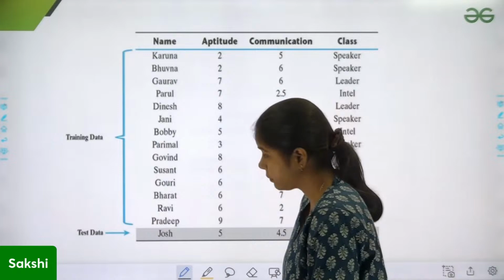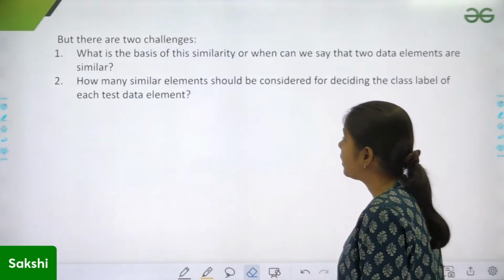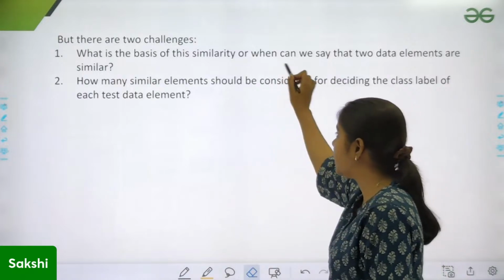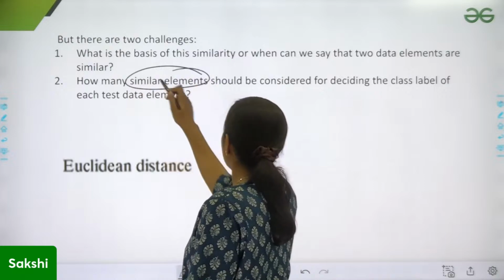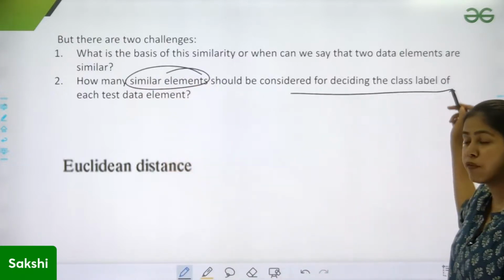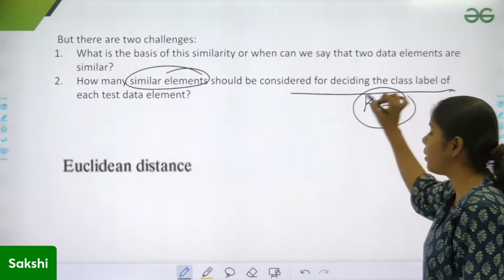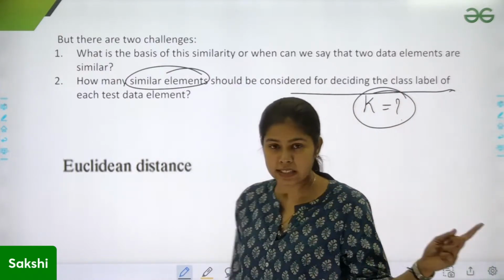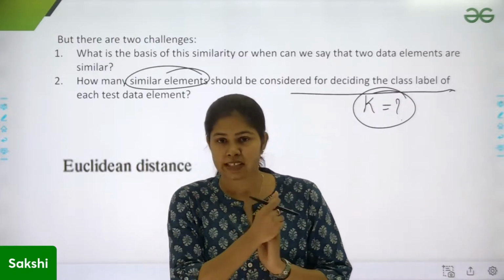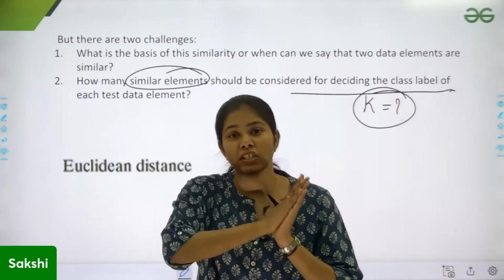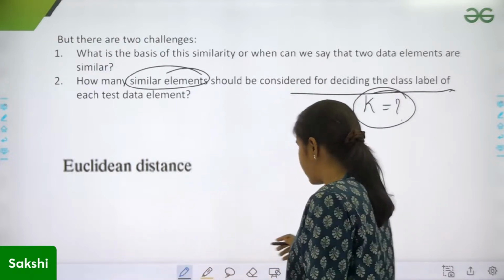So let's see. Now this is a question: how many similar elements should be considered? For the similarity basis we have taken the Euclidean distance, but how many similar elements should be considered for deciding the class label of each test data element? That means we have to find out the value for k. How am I going to decide the value of k? We are going to discuss it further, because the value of k is very important, right? We'll discuss why it is so important, and what effect changing the value of k would have on our model or our results.